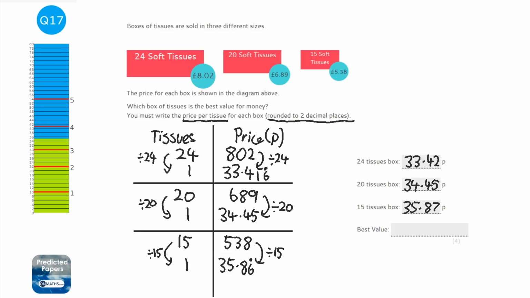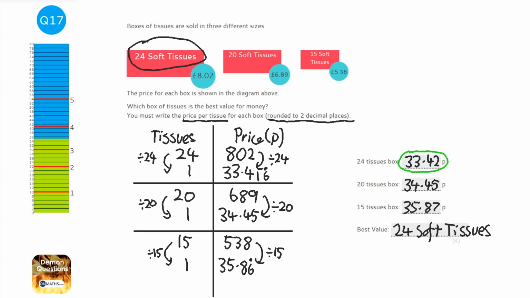So which one is the best value? Well, if you have a look at the 24 tissue box, it's only costing just over 33 pence, whilst the 20 tissue box costs over 34 pence and the 15 tissue box costs over 35 pence. Well, which one would you rather buy? Well, I'd rather buy the one that the tissues cost the least. So the best value is the 24 soft tissues. Now, in your answer, make sure that you write exactly the same as in the question so that it's absolutely clear which one that you think is the best value.